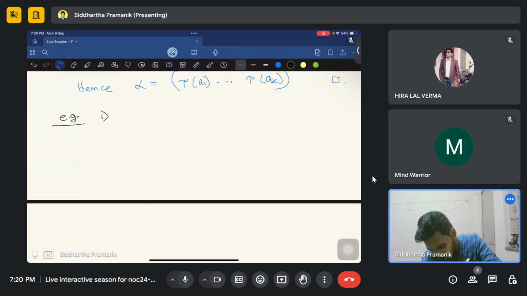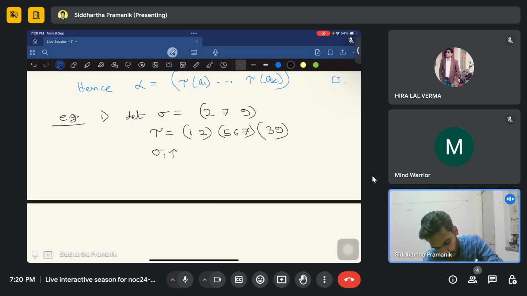So let sigma be (2, 7, 9) and tau be (1, 2, 5, 6, 7)(3, 9). So sigma and tau you can assume they are in S10. So then what is tau sigma tau inverse? Can you say what tau sigma tau inverse is by using the formula?